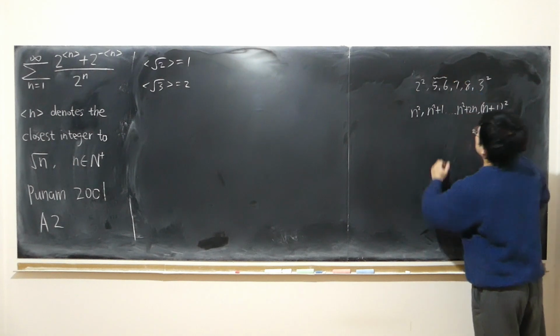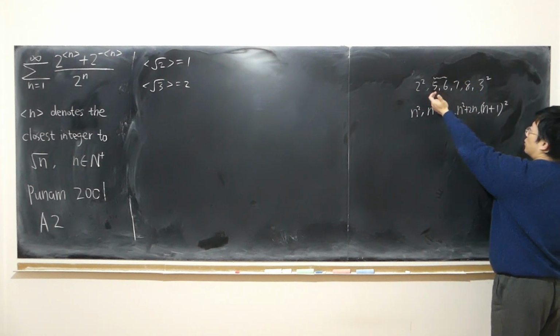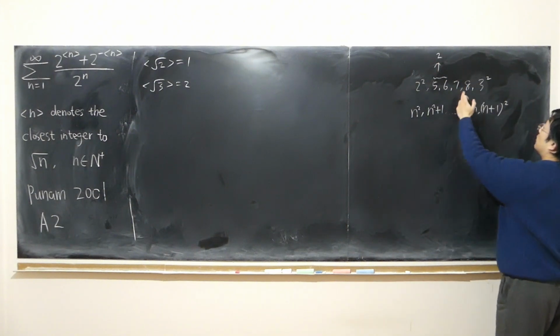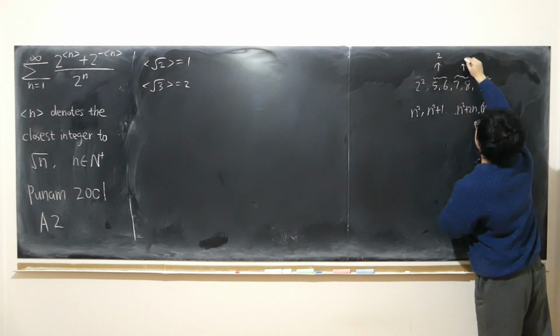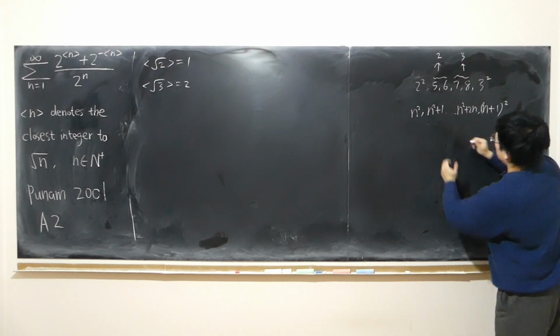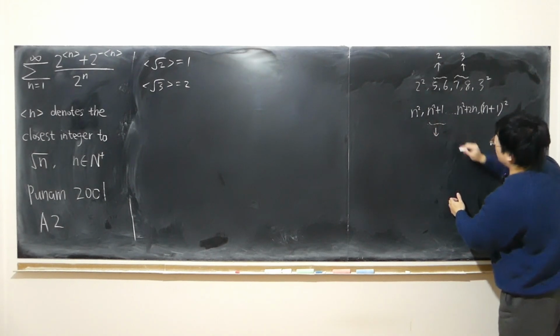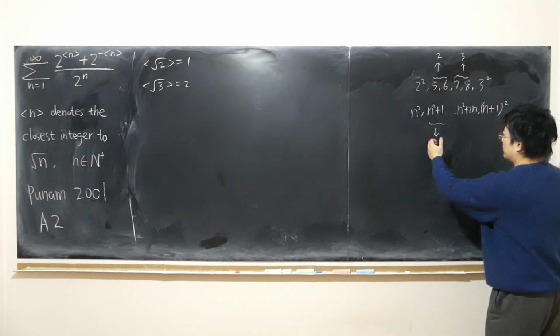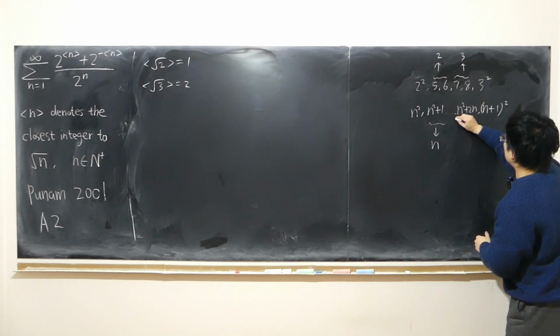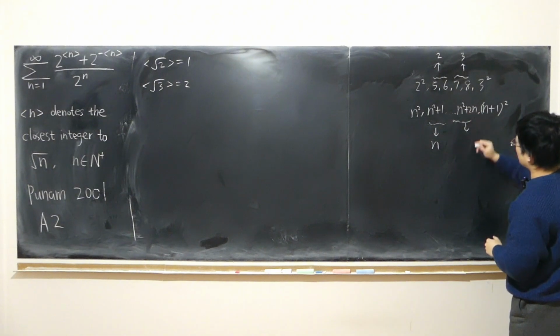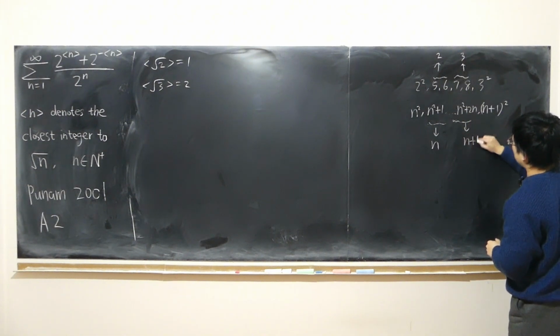If you take the square root of 5 or 6, the closest integer would be 2. The square root of 7 or 8, the closest integer would be 3. Here, among 2n numbers, for the first n numbers, the closest integer of their square root would be n. For the next n numbers, the closest integer of their square root should be n plus 1.